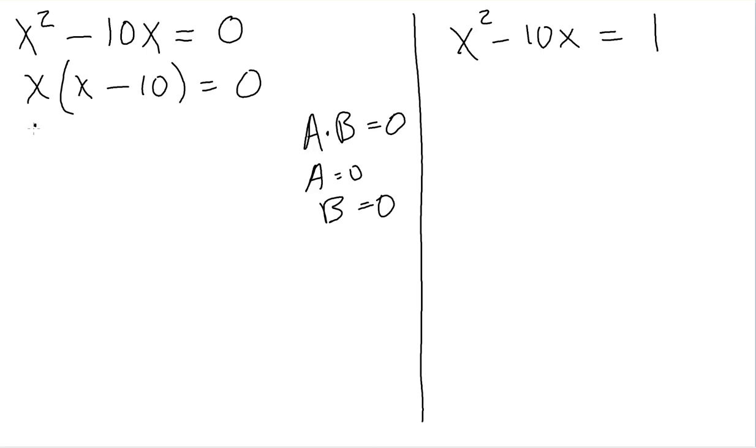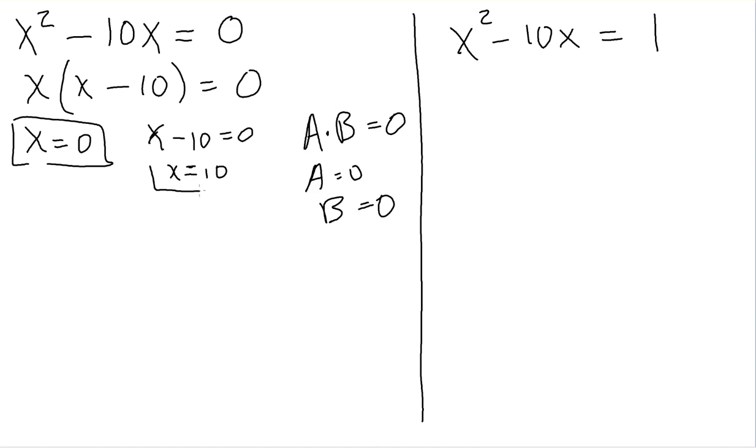So if I think of this as a and this is b, right, then I just immediately set x equals 0. That's one way that this equation could be solved. The other way this equation can be solved is by setting x minus 10 equals 0. And if x minus 10 is 0, by adding 10 to both sides, I get x is 10, right? So I get two solutions for this equation.